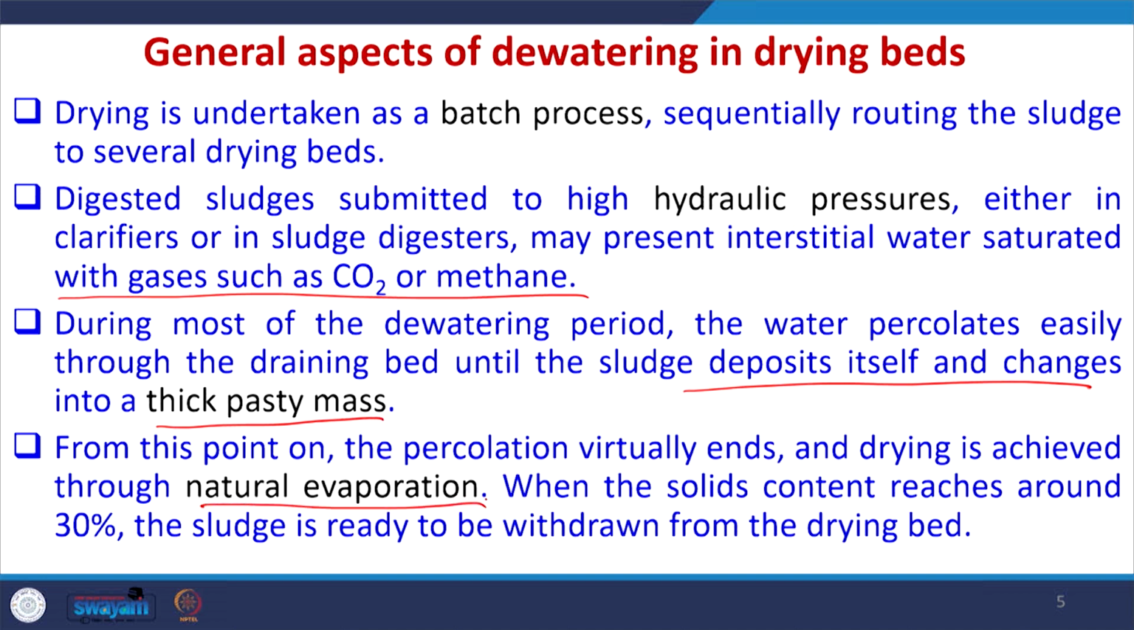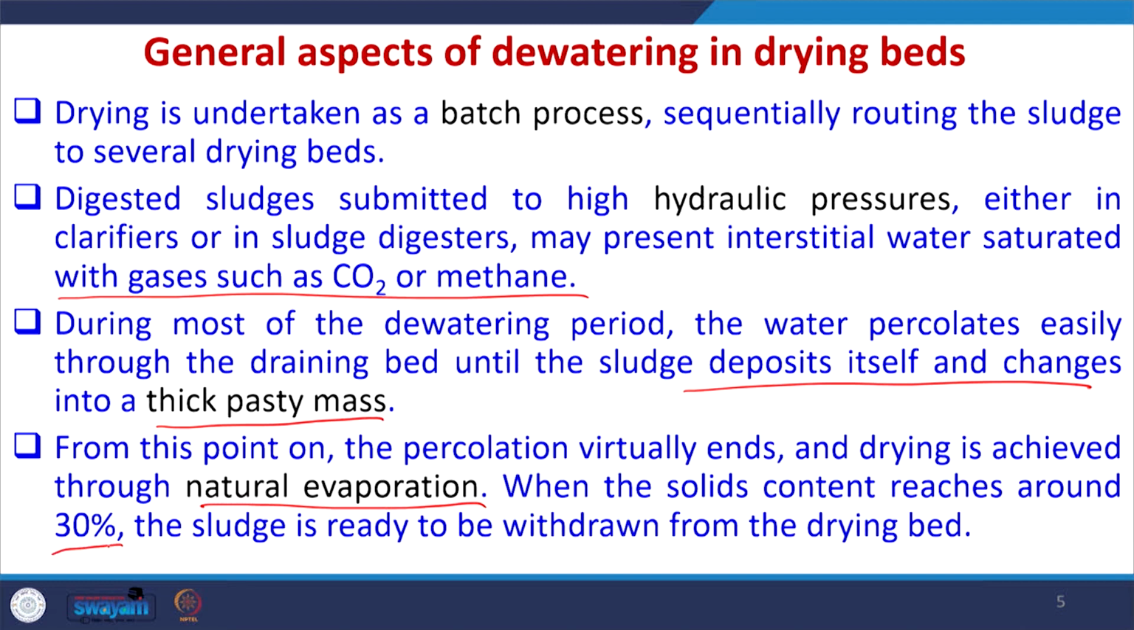So, we have two sections in a way of drying. Initially the percolation of water will happen and through that some drying will happen and we will get a thick pasty mass. After that there will be natural evaporation that will happen and during that case the solid content reaches around 30% and the sludge is ready to be withdrawn from the drying bed. So, these are the general aspects.